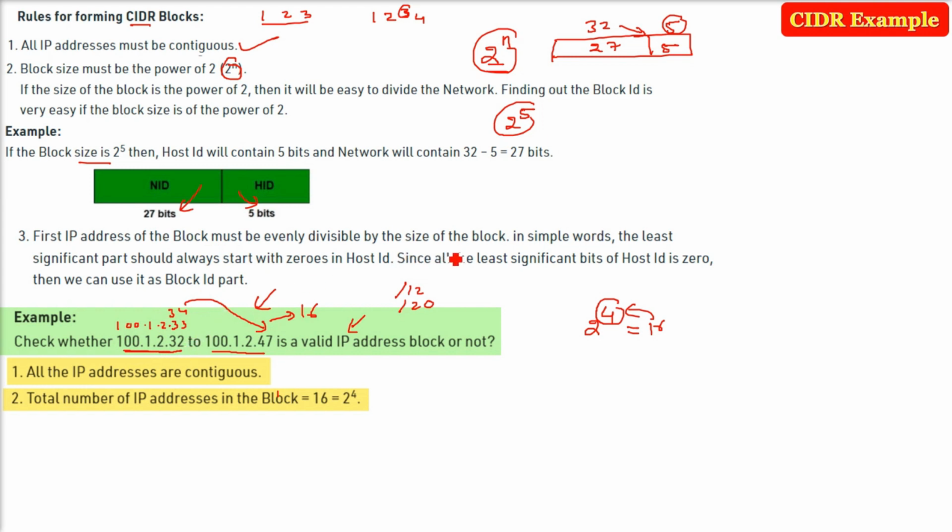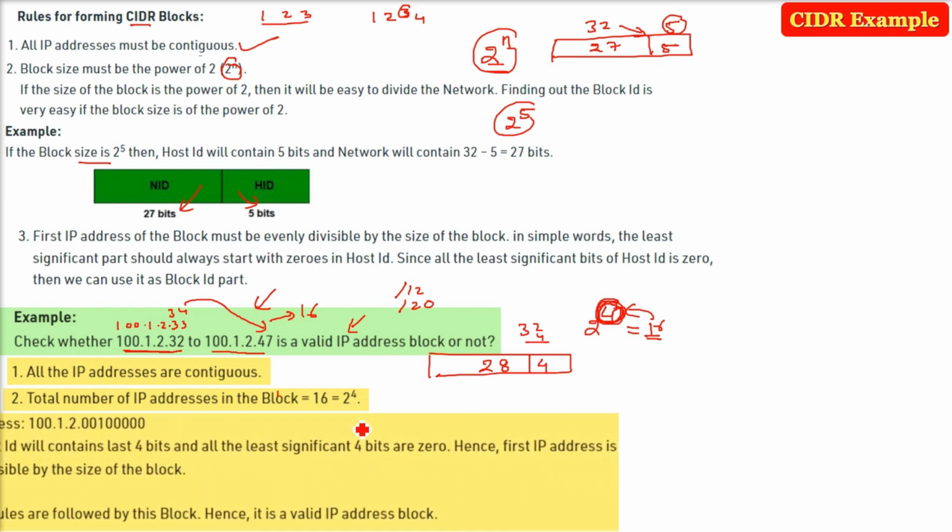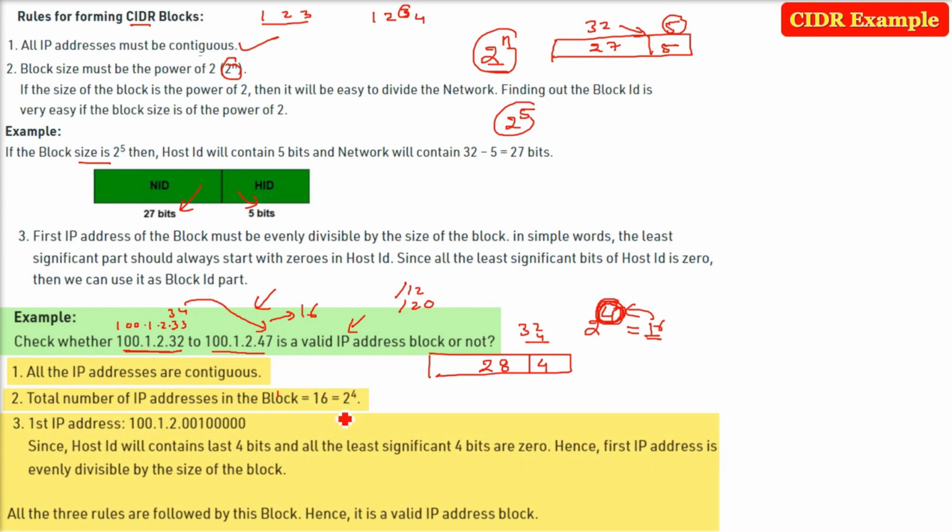So we assume in this case that 100.1.2.32 is the first ID of the network, or it actually indicates the network. So 2 to the power 4, what does it mean? In this case, we have 4 bits for the host ID. So this is 4. How many are remaining? 32 minus 4. That is going to be 28. Now what you have to see here is, you just have to see the last 4 bits. If they are 0, then you will say it is divisible. I'll tell you again. The third rule is saying the divisibility should be complete.